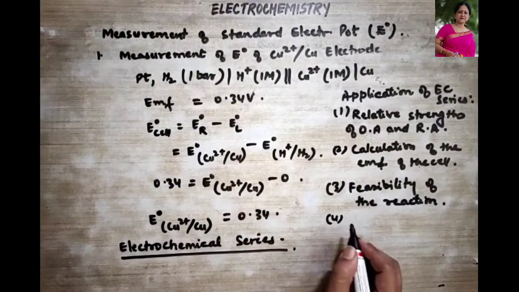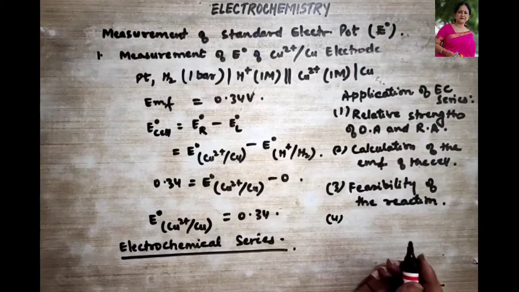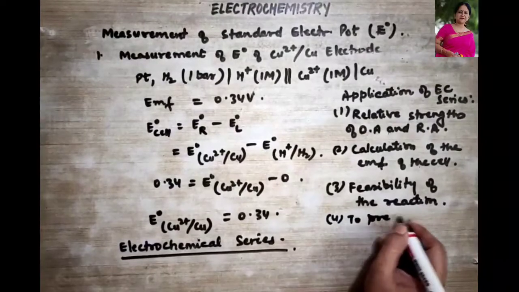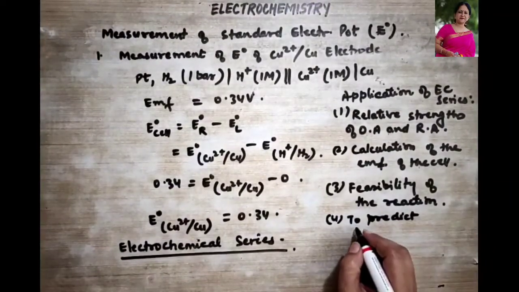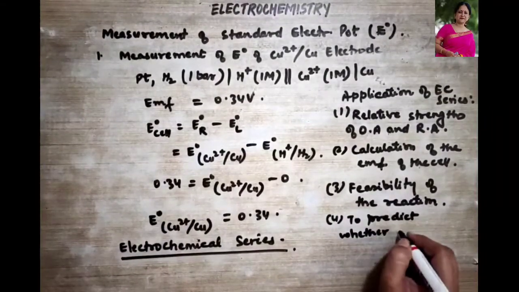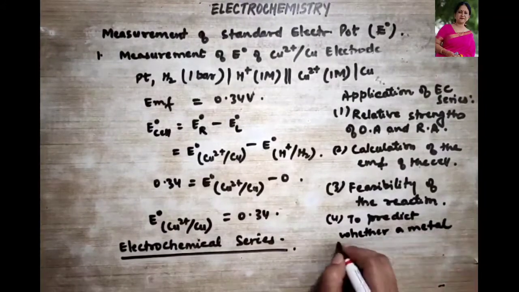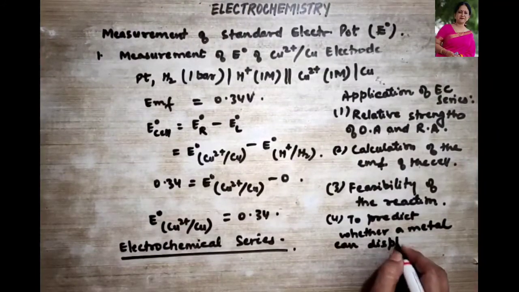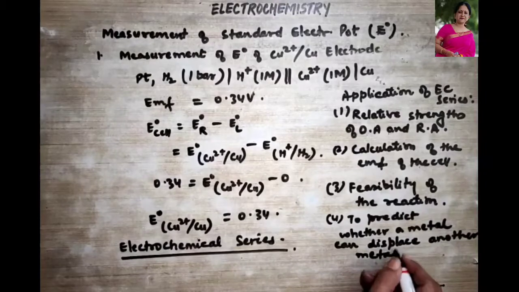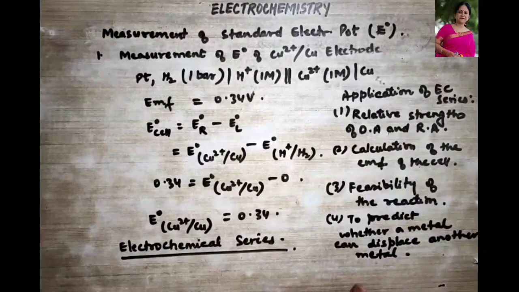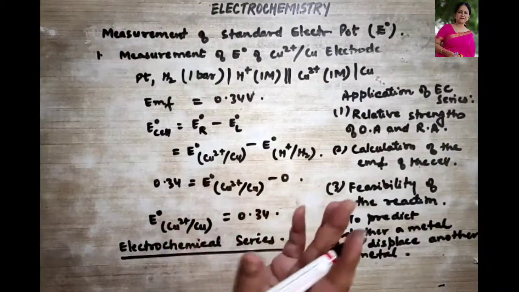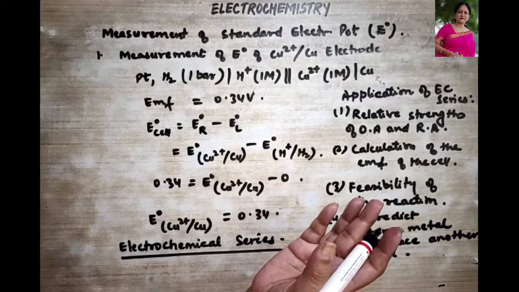And the fourth point could be to predict whether a metal can displace another metal or not. We already know about this. The metal placed at a higher potential position, as you know already in the EC series, will displace the metals of lower reduction potential from the salt solution.